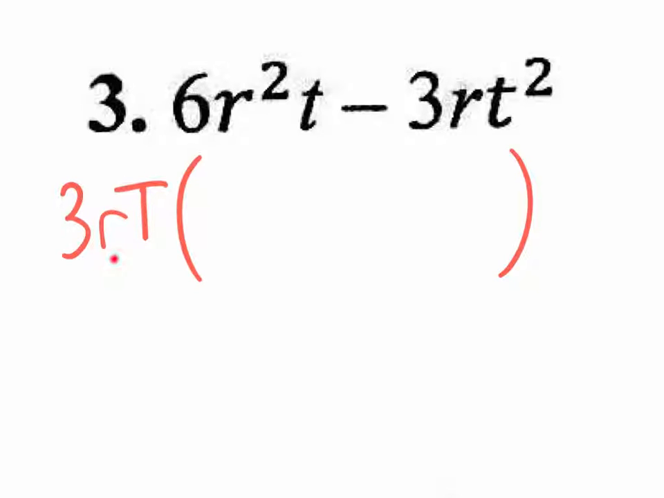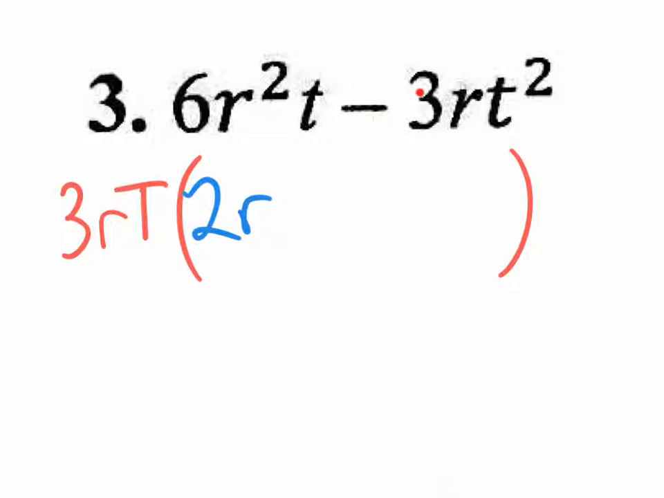Let's think. 3rt times what will get me back to a 6r squared t? In other words, 3 times what gives me 6? 2. Okay, and then how about the r? r times what gives me an r squared? r. And then how about this? t times what gives me a t? No, you don't need anything. You could put a 1, but that's pointless, right? So we're just going to leave it 2r. That's it.